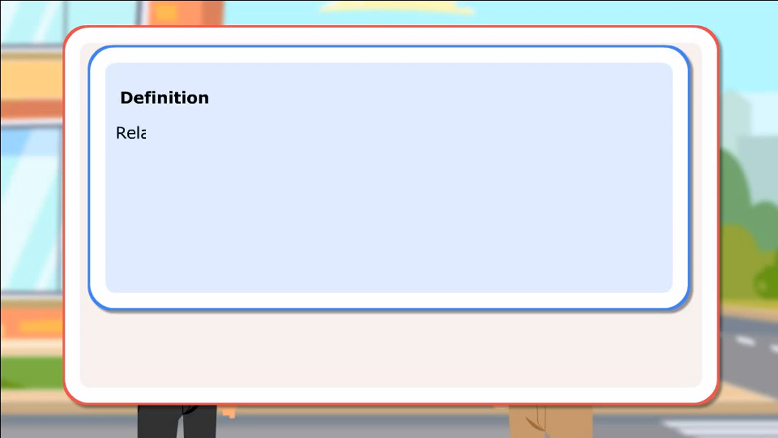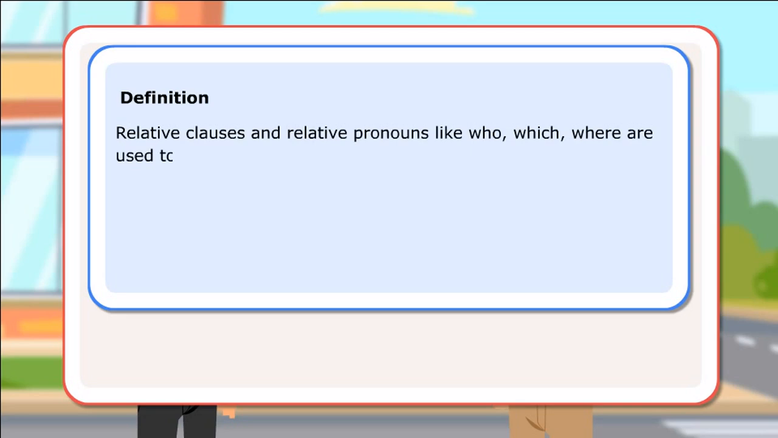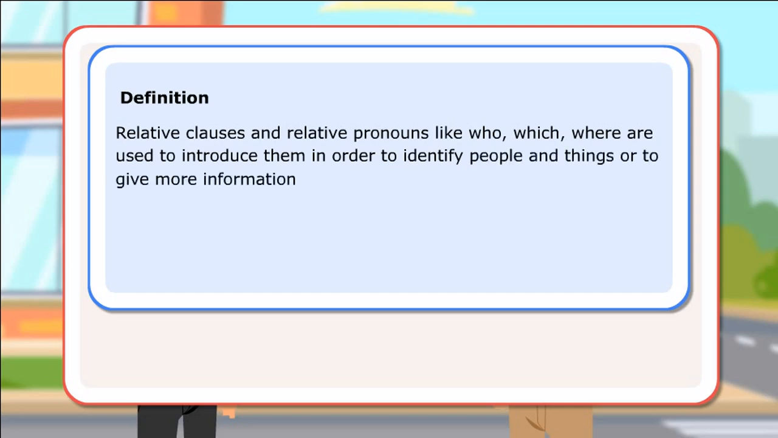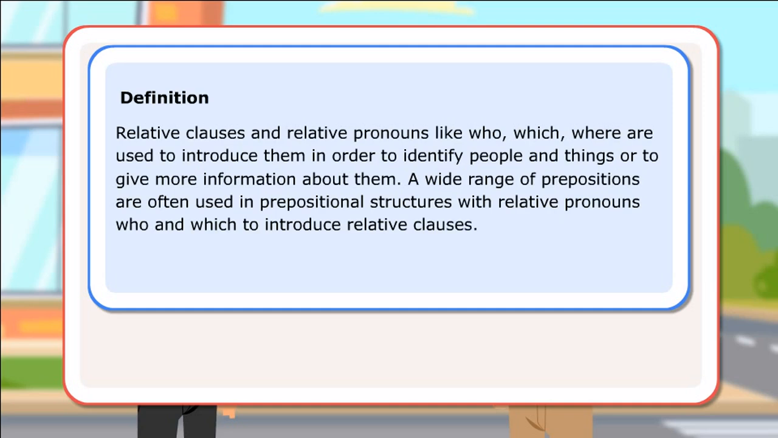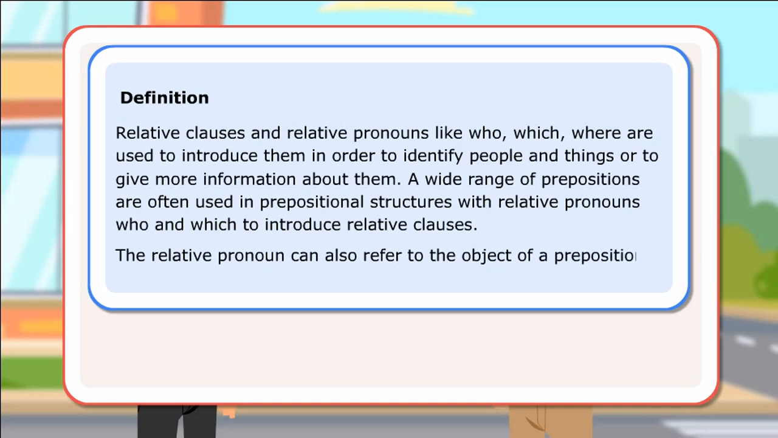Definition. Relative clauses and relative pronouns like who, which, where are used to introduce them in order to identify people and things or to give more information about them. A wide range of prepositions are often used in prepositional structures with relative pronouns who and which to introduce relative clauses. The relative pronoun can also refer to the object of a preposition.